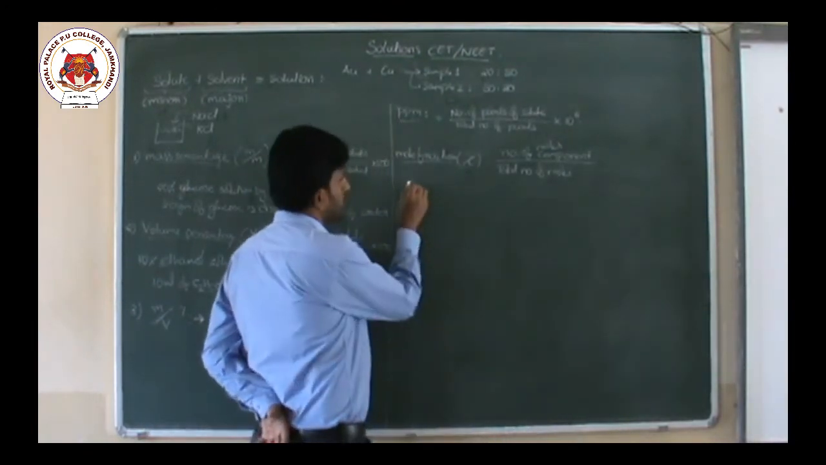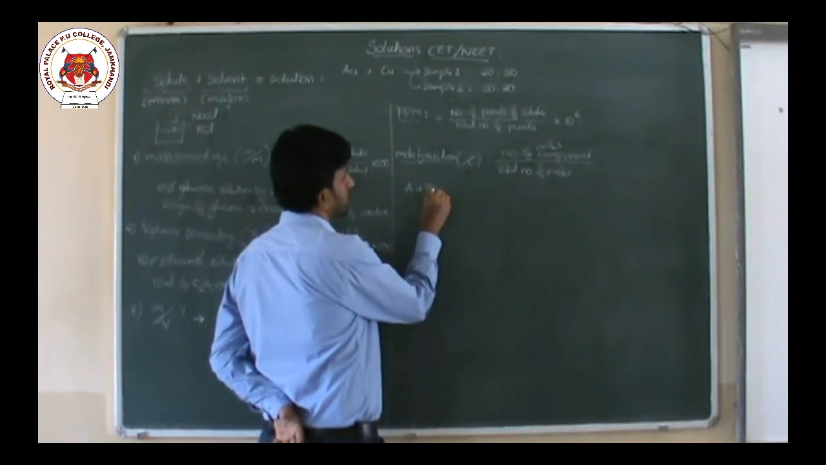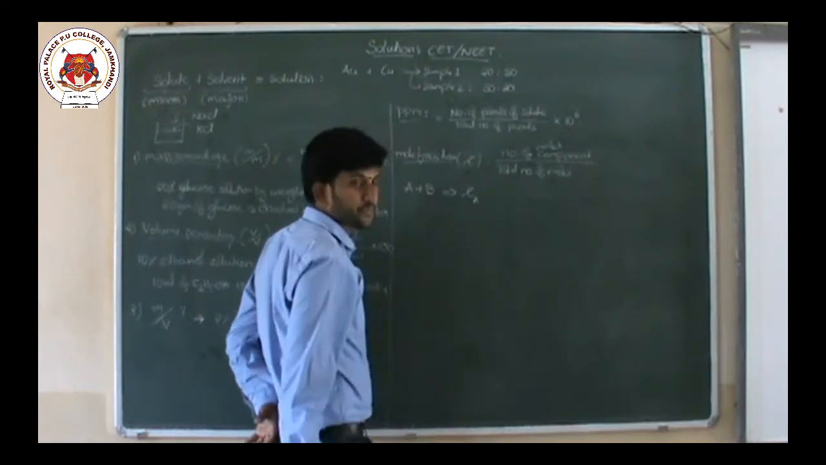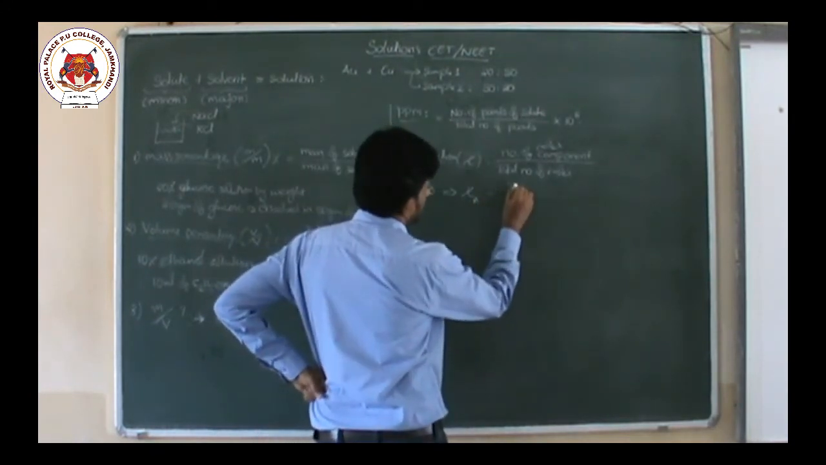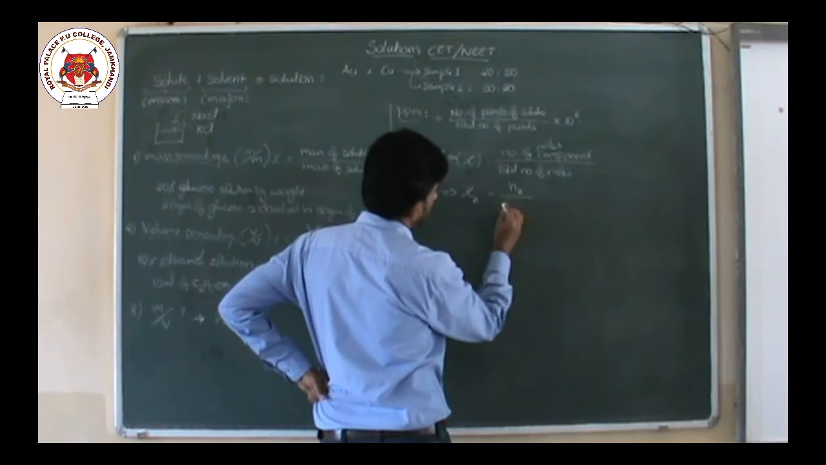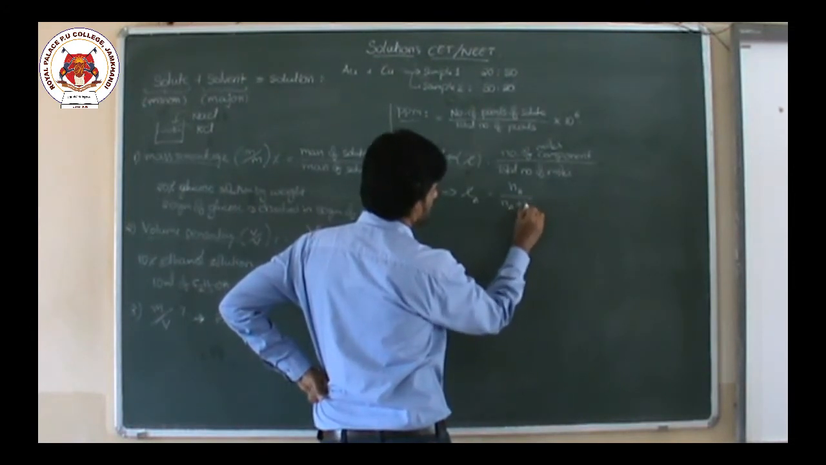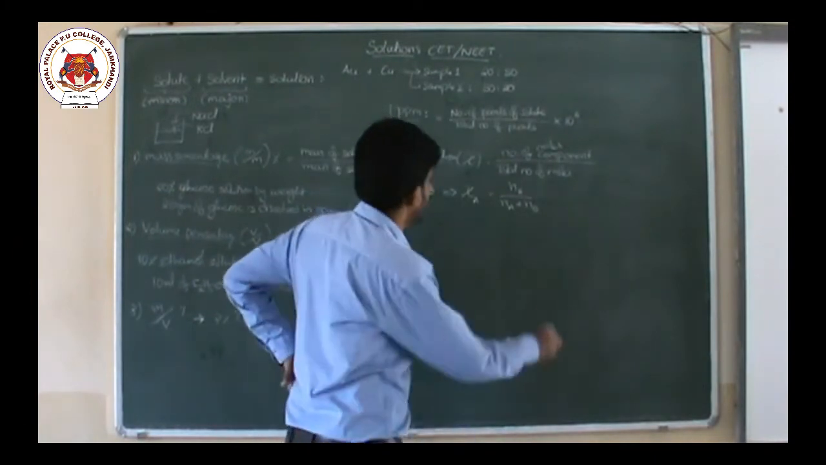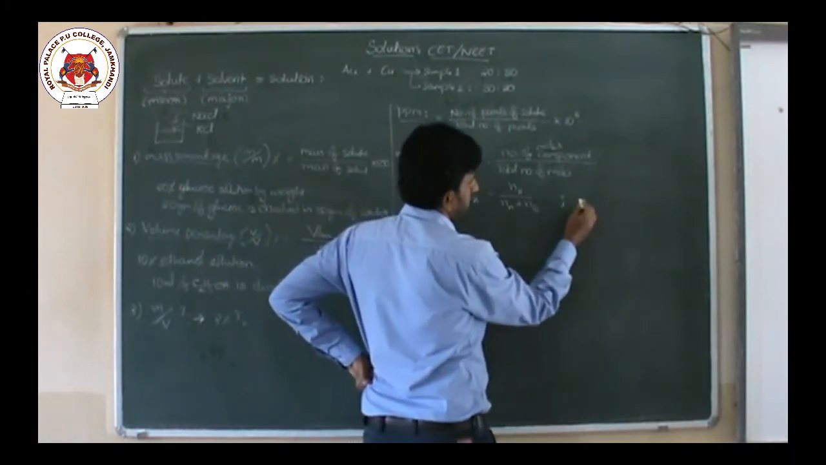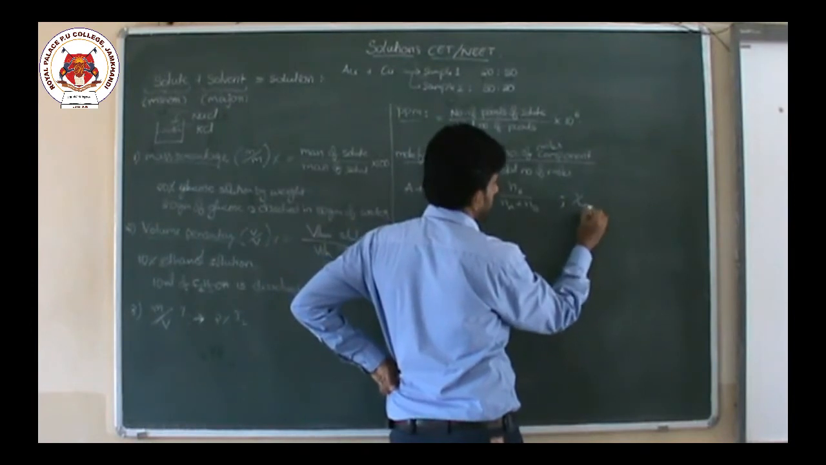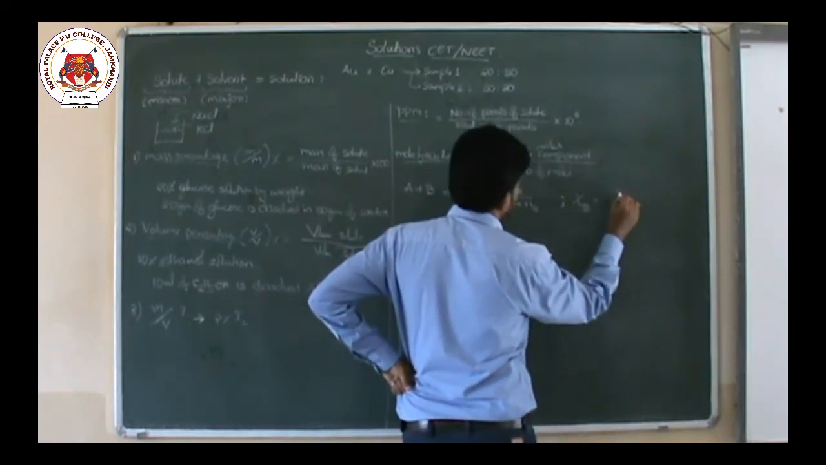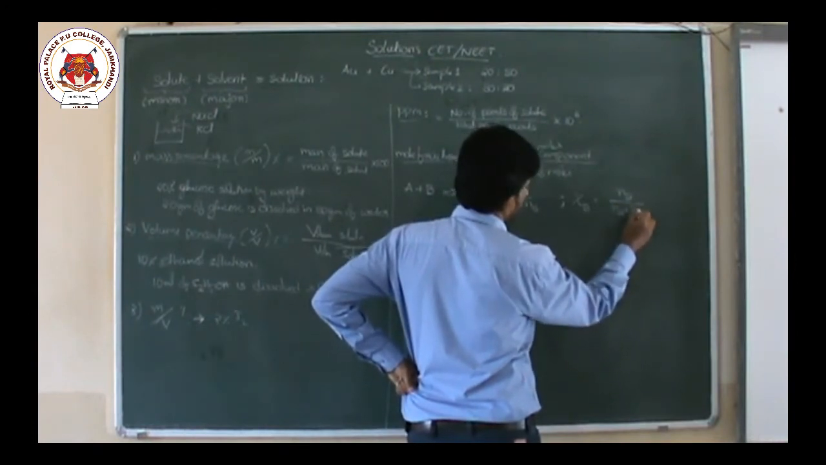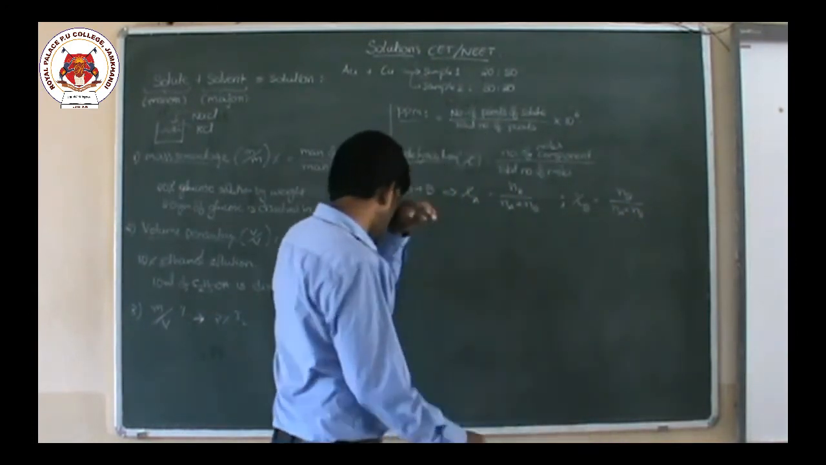See, if it is a two component system, let us assume components A and B, then the mole fraction of A is given as number of moles of A by number of moles of A plus number of moles of B. This is for component A. For component B, the mole fraction of B is number of moles of B by total number of moles, that is number of moles of A plus number of moles of B.